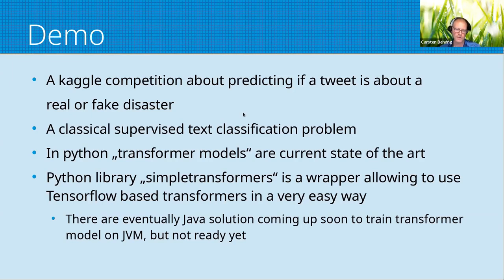There are eventually Java solutions upcoming too, because this transformer is, let's say, a family of algorithms, so they could be re-implemented in Java. I think so far nobody did that. They exist in Python. And if you use them for other languages, you basically use wrapping approaches. I think R can use them as well via the R Python integration, or we can use them potentially on the JVM, so in Clojure with libpython-clj.